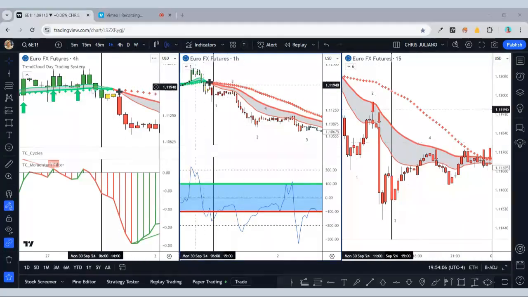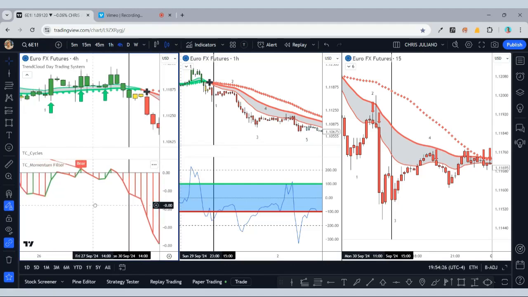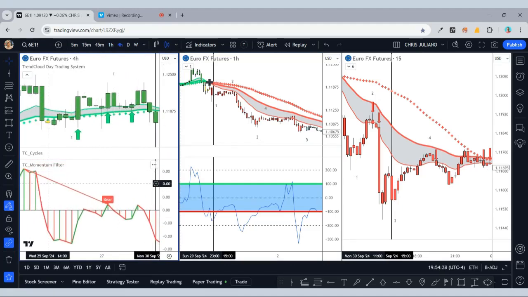Let's start off with our TrendCloud process. We're going to go to the 4-hour chart, and we're going to look directly at that momentum filter, and I have it blown up here so that you can see. Look at how we have that below the zero line and it is red, okay? Everything in TrendCloud is color coordinated for you. Now, if we scroll back a little bit, look at what we've got here.